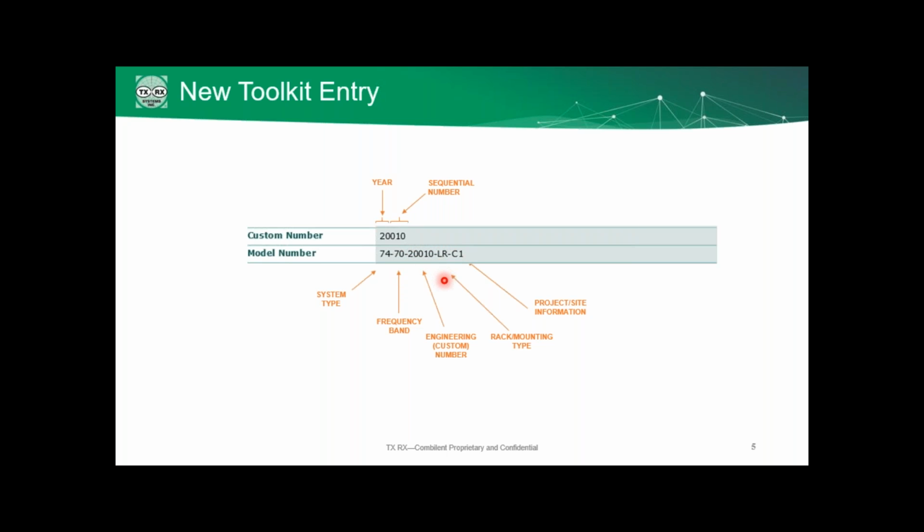Then rack information. In this case here, LR stands for less rack. The customer will be actually supplying that for us in this instance, and they will need to provide us with all the specifications that we need so we can configure the design so it will mount into the equipment that they have. And then this is some type of indication of the project or site information.